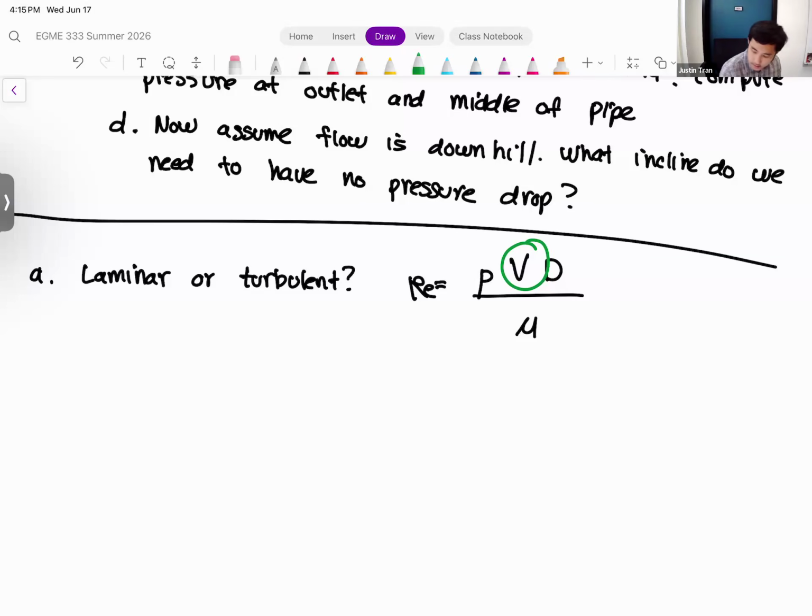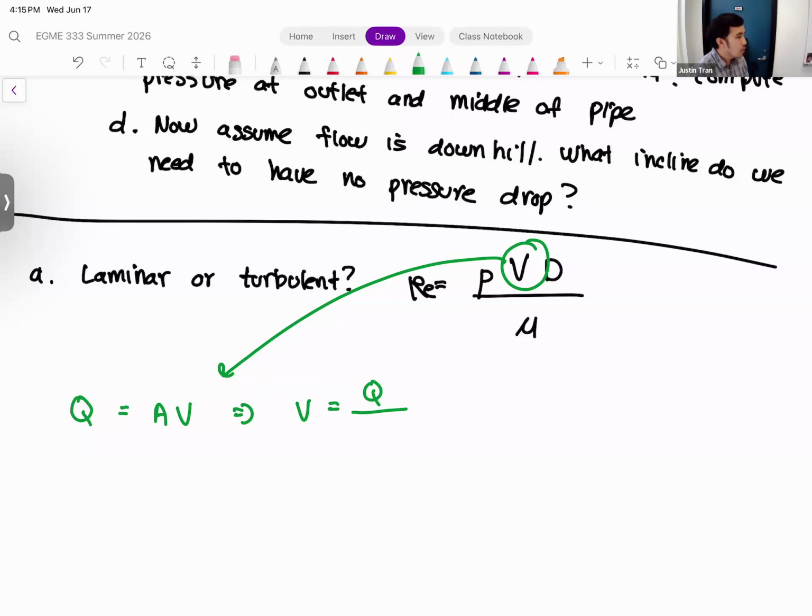but we're not given the velocity in the problem, right? Instead, we're given the flow rate. And so first thing that we need to do, just like we've done in our control volume problems, is compute the velocity from the flow rate. Okay. We have flow rate that's given. And what we know from our previous chapters is that flow rate is equal to the cross-sectional area multiplied by the velocity. Okay. And so to get the velocity, we're just going to take the flow rate, Q, and divide it by the cross-sectional area, where the cross-sectional area for the cylindrical pipe is going to be pi over 4 d squared.